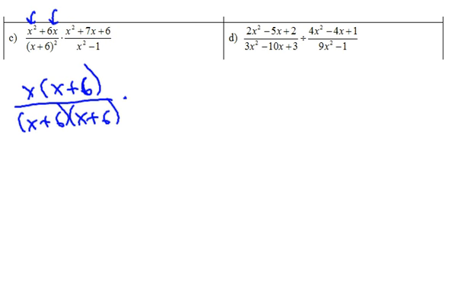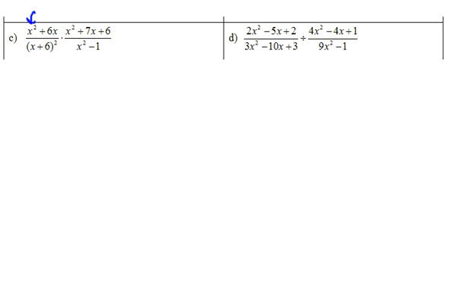Problem D has 4 corners to factor. And another thing it has is a division symbol. So instead of multiplication, now we've got division right here. So first, let's just ignore that part and factor the top and bottom here.